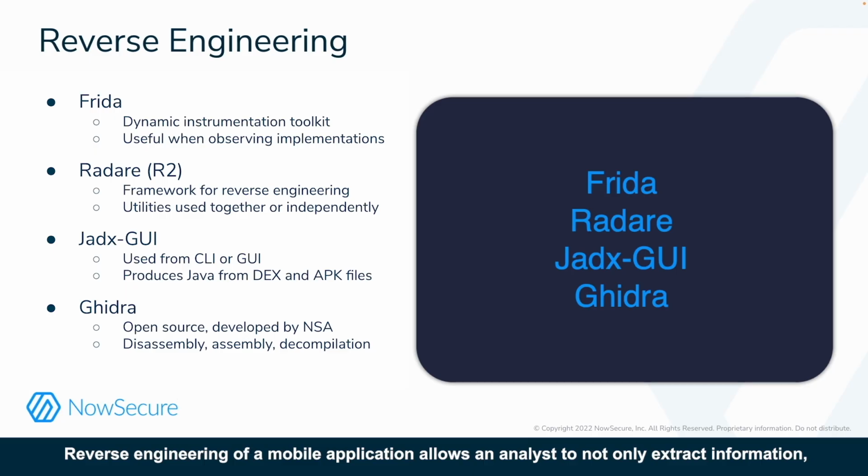Reverse engineering of a mobile application allows an analyst to not only extract information, but also to understand the code and the functions of the application at a granular level. Along with understanding previously discussed concepts such as architecture and standards, familiarizing yourself with basic reverse engineering concepts will greatly enhance the analyst's ability to assess an application. Let's define some of the most common tools used to reverse engineer applications.